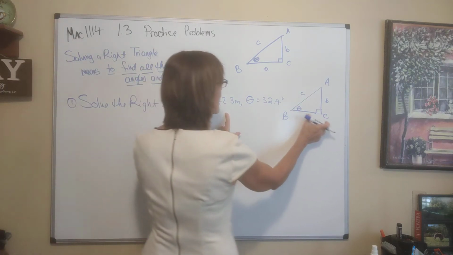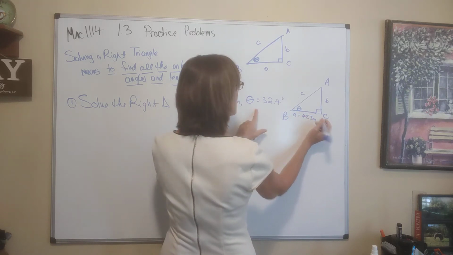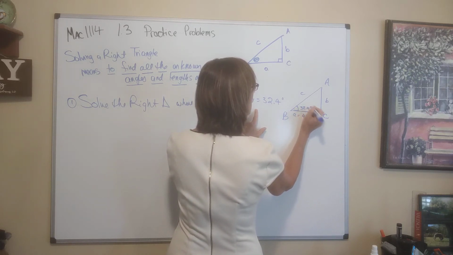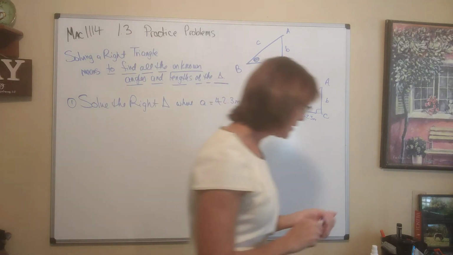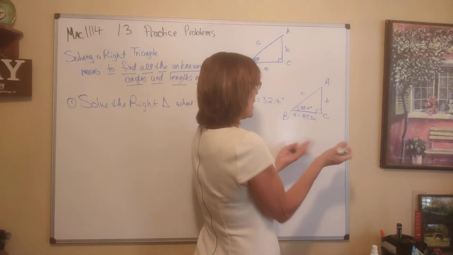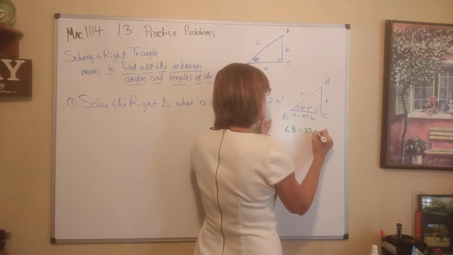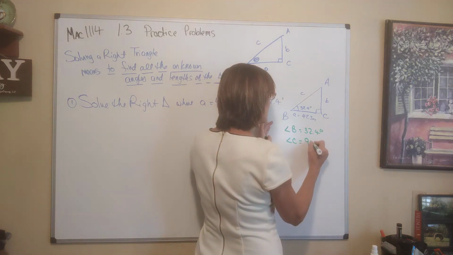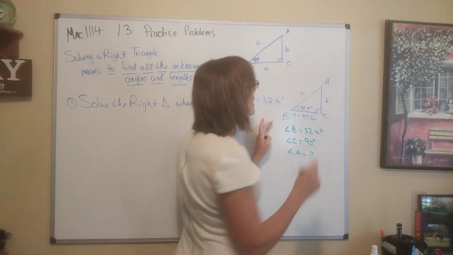They said little a, right here, is equal to 42.3 meters. And they said theta, right here, is 32.4 degrees. So, this is what we know. To finish solving this triangle, what do we have to identify? Well, all of the angles. Angle B they gave us. Angle C was given to us because we know it's a right triangle. Angle A, we don't know, we have to figure that out.